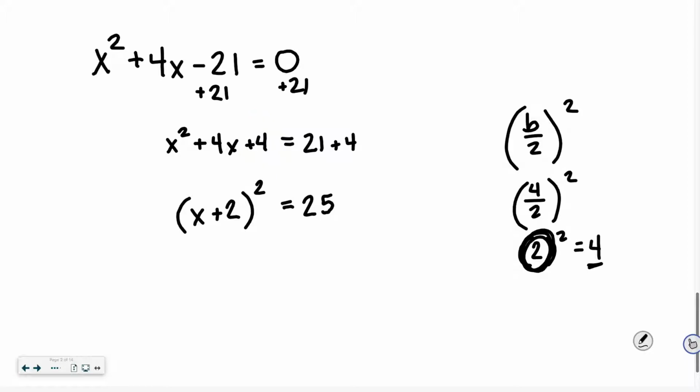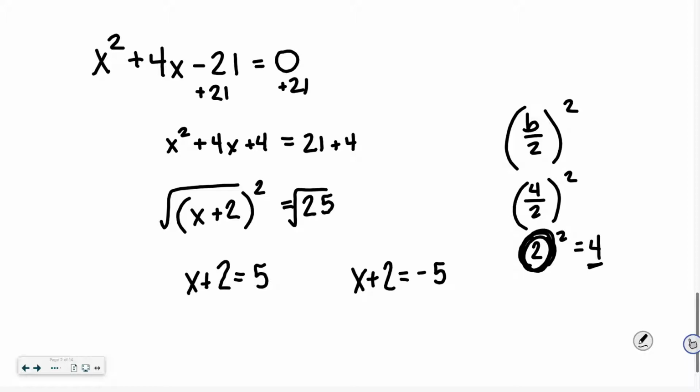From here, the reason I wanted to rewrite that, I can't get x by itself here and solve, but now I can. I can use inverse operations and get x alone. What would I do to get x alone here? Find the square root. So x plus 2 is going to equal what? 5, or x plus 2 will equal -5. And then I can finish by solving both equations. I can get x by itself here, so x is 3. I can get x by itself here, x equals -7.